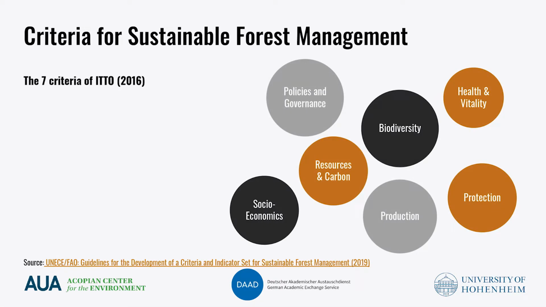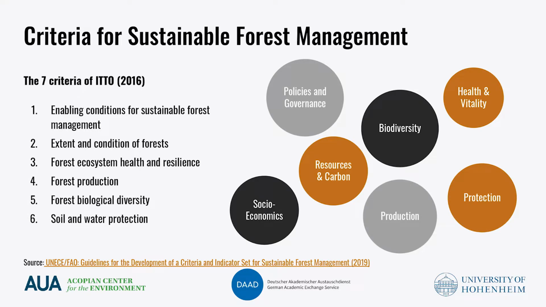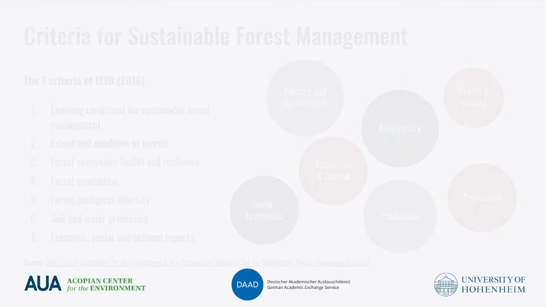According to the ITTO, there are 7 criteria that define the essential elements by which sustainable forest management may be assessed. The criteria are: enabling conditions for sustainable forest management, extent and condition of forests, forest ecosystem health and resilience, forest production, forest biological diversity, soil and water protection, economic, social and cultural aspects.